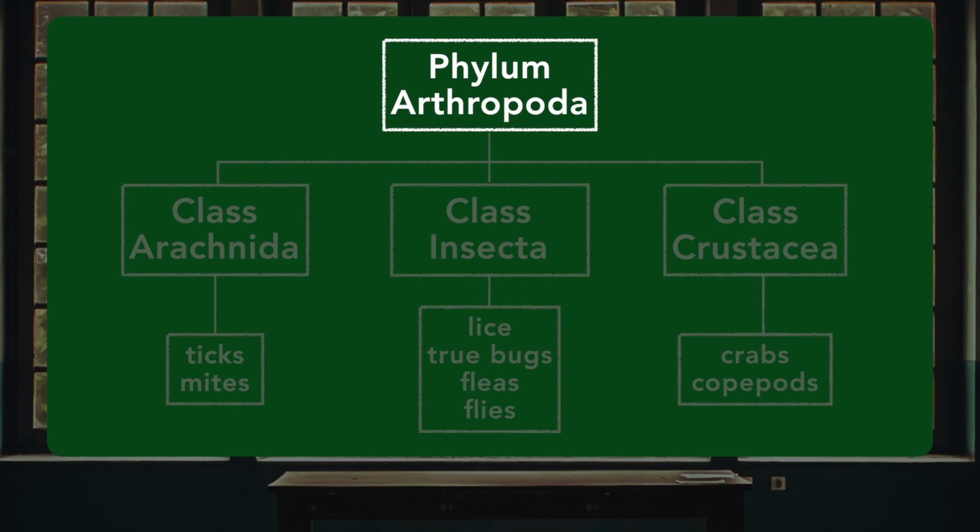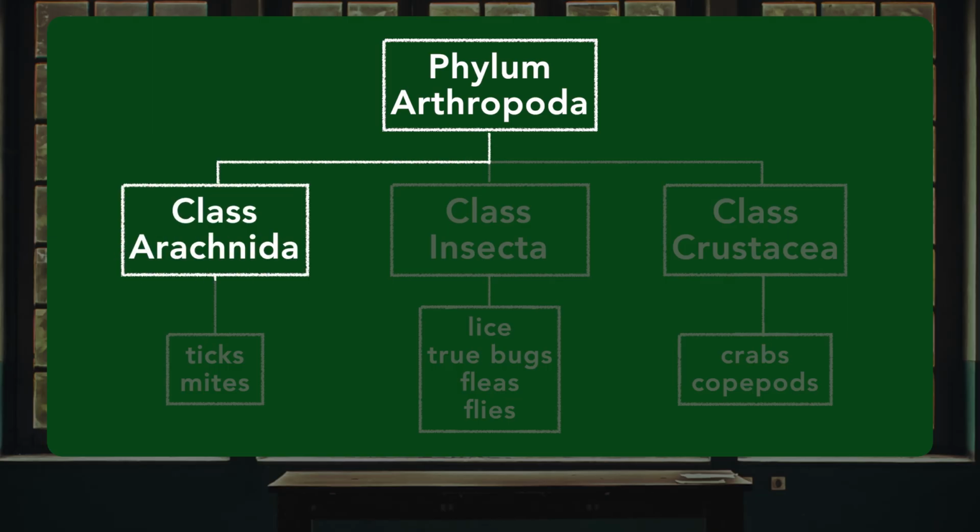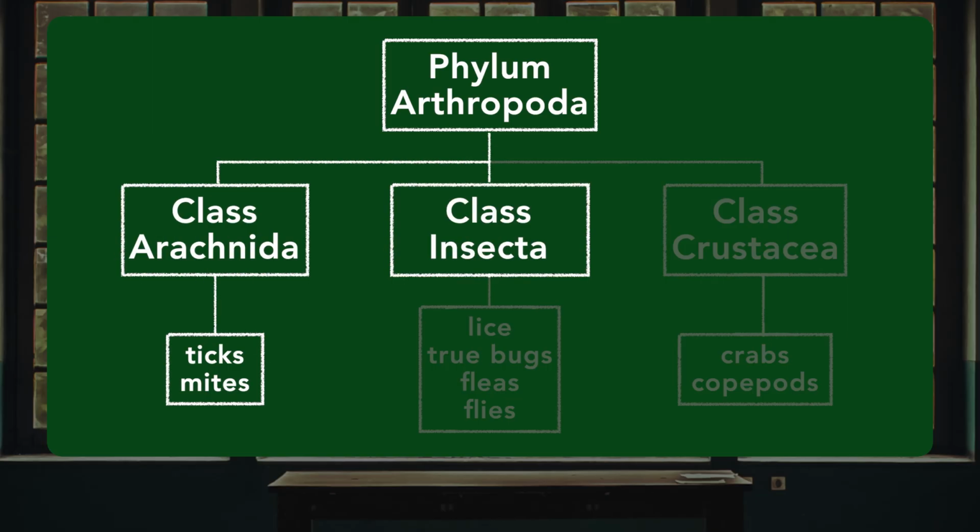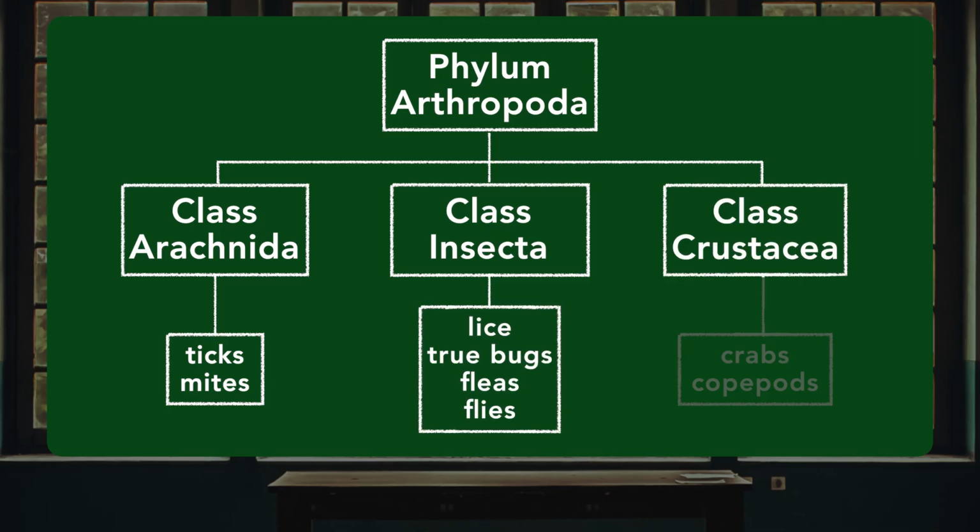In the phylum Arthropoda, we're going to be talking about 3 different classes. The first is the class Arachnida, which includes the ticks and the mites. The class Insecta includes the lice, true bugs, fleas, and flies. And then the class Crustacea includes crabs and copepods. In each of these groups, there are parasitic members and non-parasitic members.